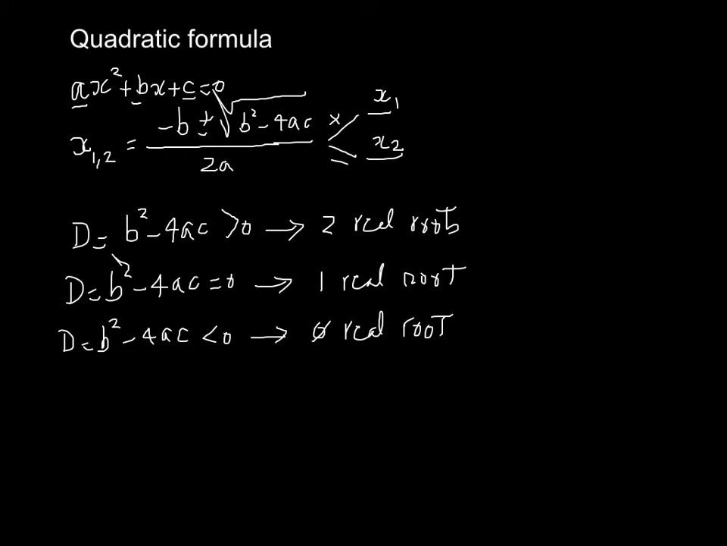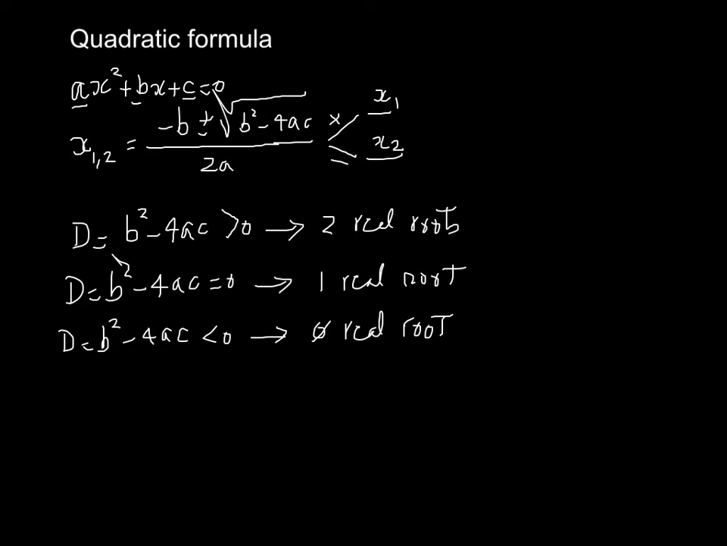So, the process to solve a quadratic equation is very simple. First, find a, b, c. When you have a, b, c, find the discriminant, d. If the discriminant is greater than 0, go ahead and find the two real roots. If the discriminant is 0, then you know that there is only one real root, and if the discriminant is less than 0, then there is no real root.